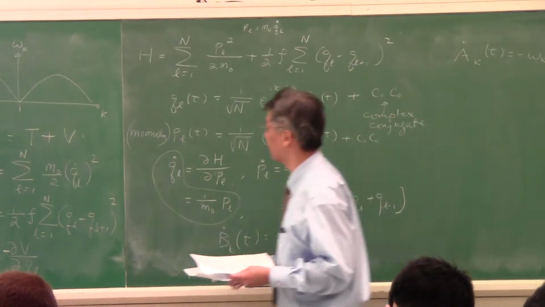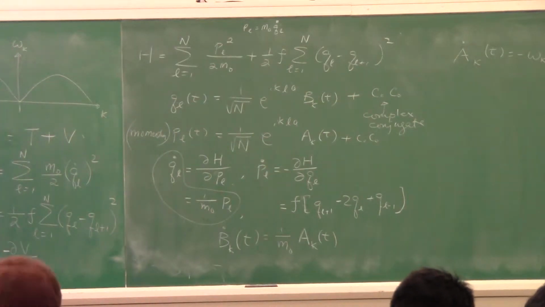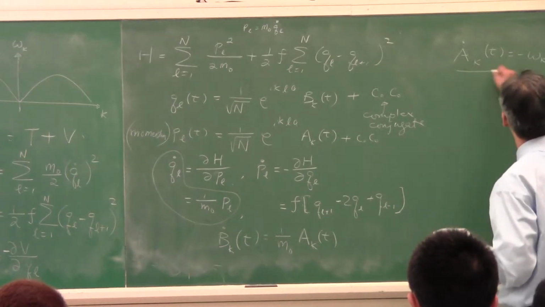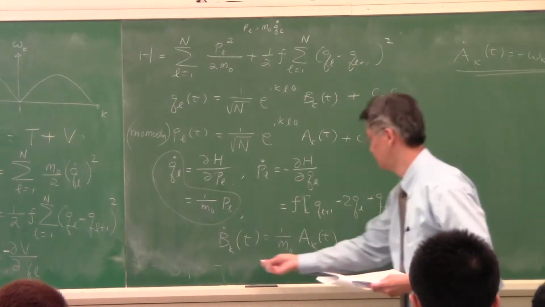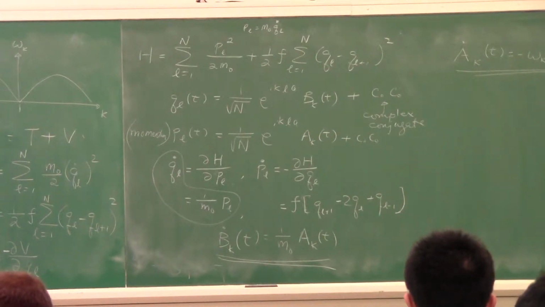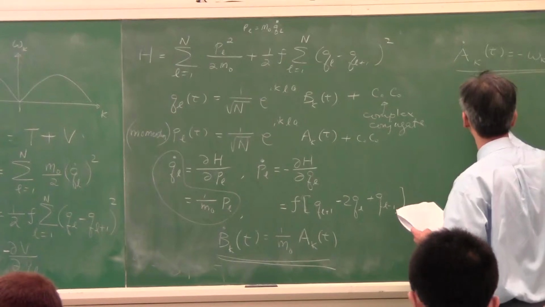If you put this back here, I believe you get 1 over m naught, and then you will get that equation of motion. So AK and BK are related to each other. These are like two coupled mode equations in time. And then you can eliminate one of the two unknowns among them and arrive at this second order derivative equation.